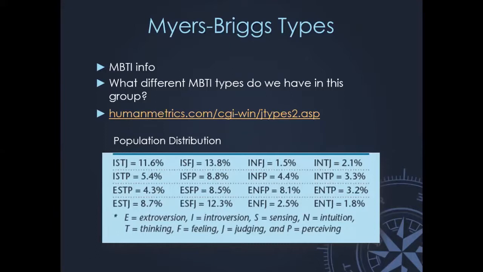So a little MBTI info about the background. Like I said, it was developed by Carl Jung. But I mean, it was built upon the work of Carl Jung. And actually, Katharine Cook Briggs was working on personality at the same time, which is interesting. So it was constructed by Katharine Cook Briggs and her daughter, Isabel Briggs Myers. So it's a mother-daughter combo that developed the Myers-Briggs.